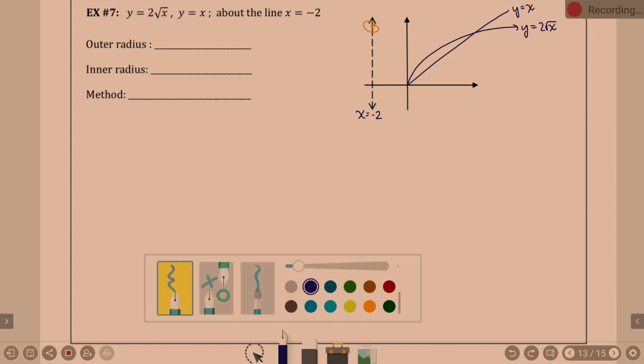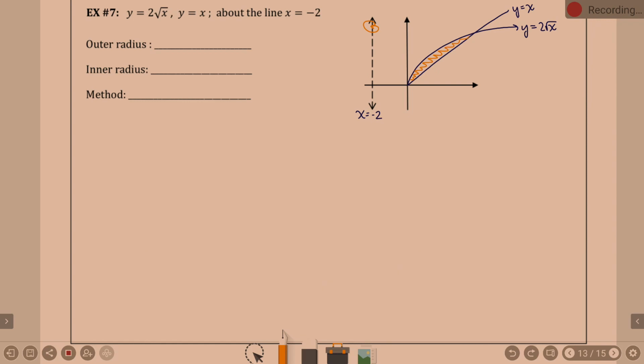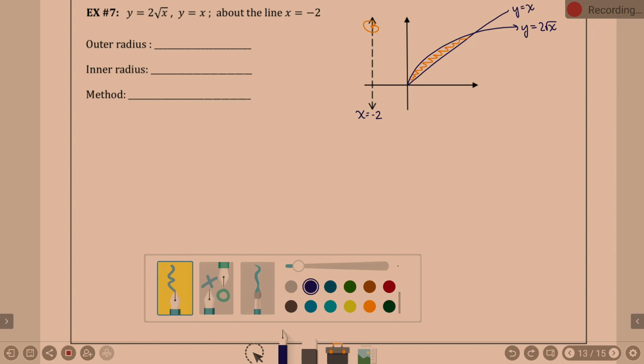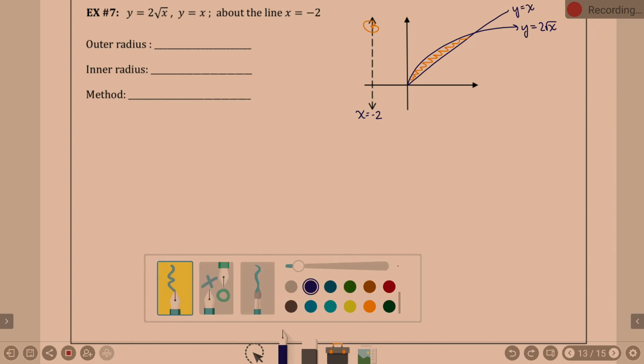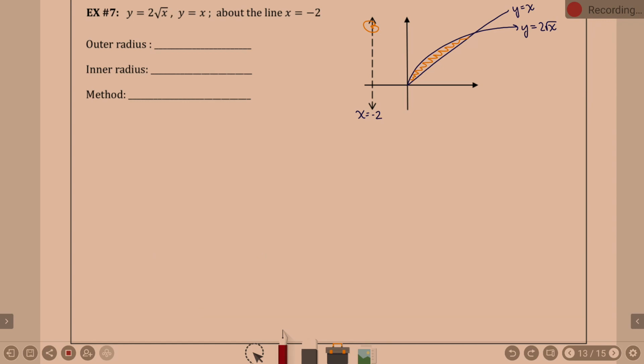So, what is it that we're rotating? That little sliver? Okay? Big R, little r, method, and bounds. Little r is from the line to the curve. As in, you said little r, yes? Okay. Big R is from the line to the line.